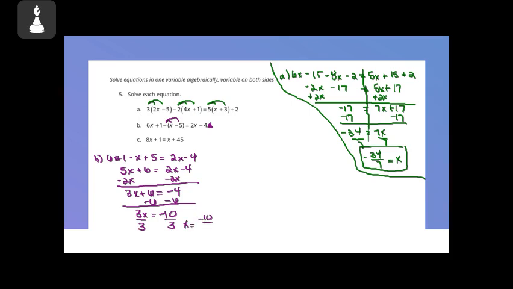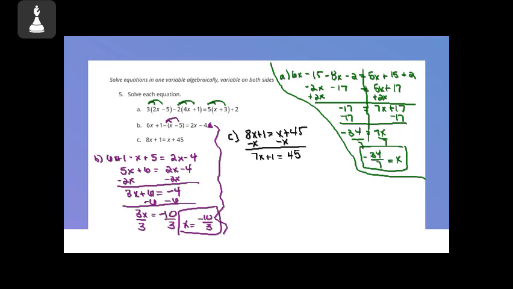And our last problem is 8x plus 1 equals x plus 45. So again, I will always move the smaller of the x's, which is a 1x. So I will subtract it to the other side. 7x plus 1 equals 45. Now I need to move the 1. So subtract 1 from both sides. 7x equals 44. And now to get x by itself, I'm going to divide both sides by 7. The final answer is 44 over 7.